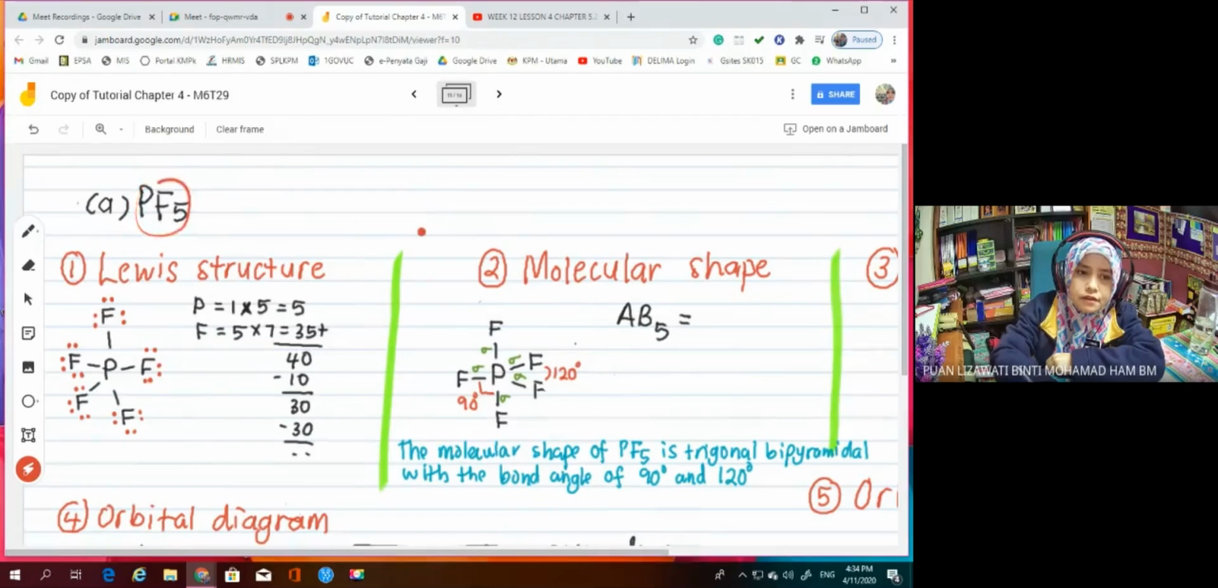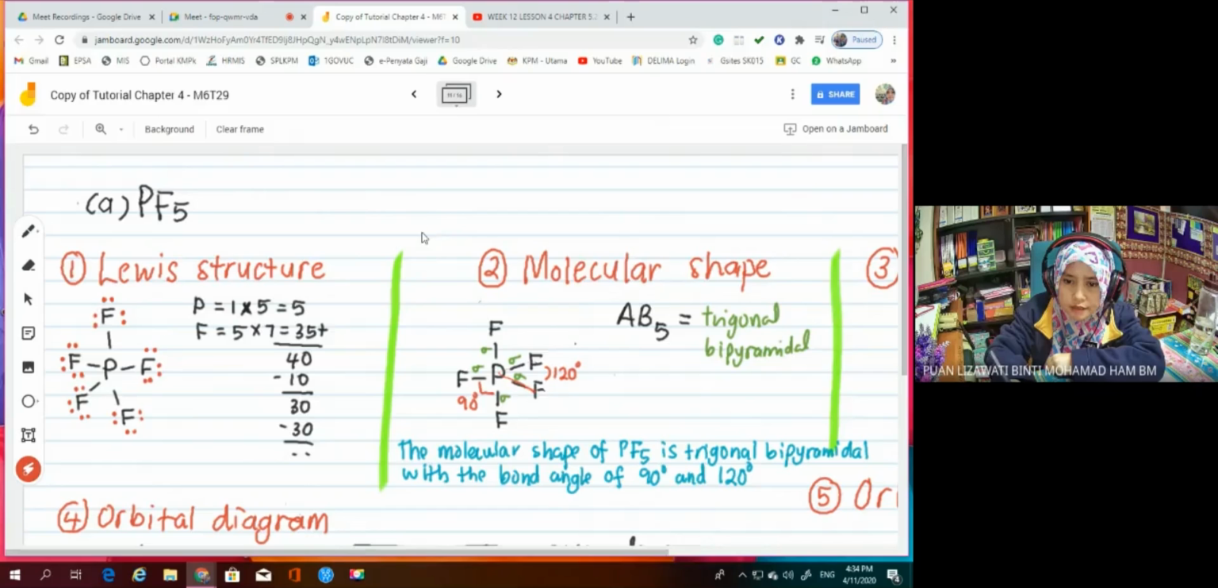First of all, we have to draw the Lewis structure. So here is the Lewis structure. Don't forget to calculate the total number of valence electrons and then draw the molecular shape. But first we have to identify the class of compound. Referring back to the Lewis structure, there are 1, 2, 3, 4, 5 bonding pair electrons, so the class of molecule is AB5. The shape here is trigonal bipyramidal. There are two bond angles here: this one is 90 degrees and this is 120 degrees.